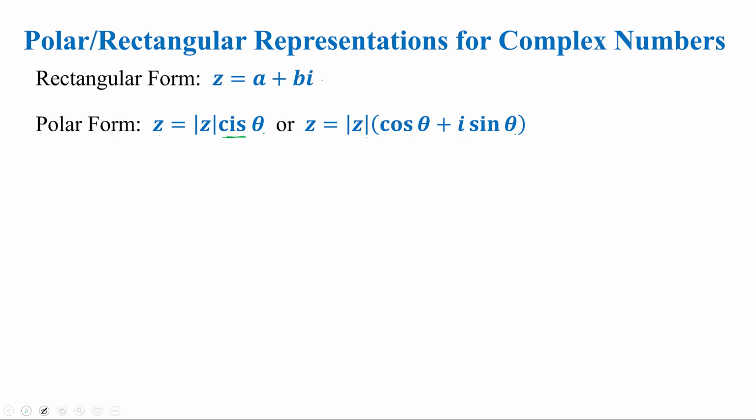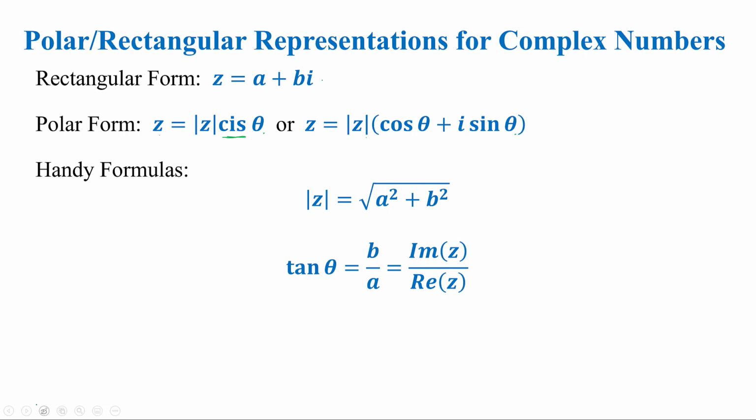The other thing we want to look at is some handy formulas. The first one is the modulus of z is equal to the square root of a squared plus b squared. The second is that tangent of theta equals b over a, or the imaginary part of z divided by the real part of z. We'll use these formulas when we're working on these problems in just a minute.